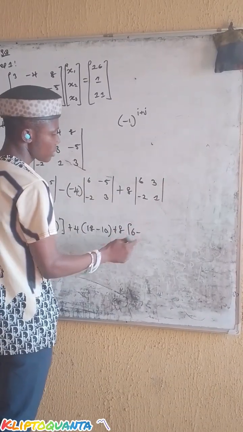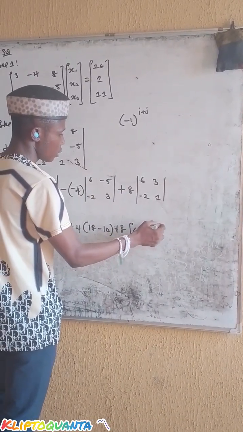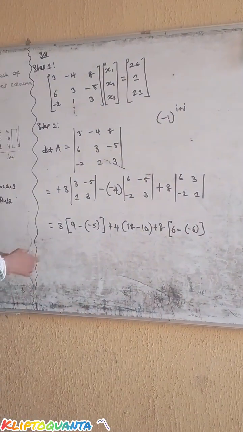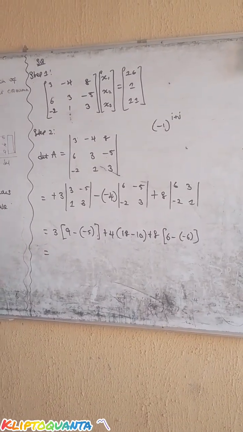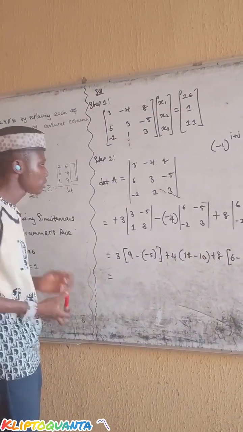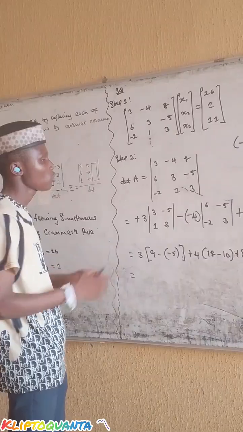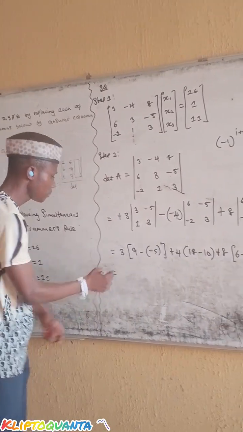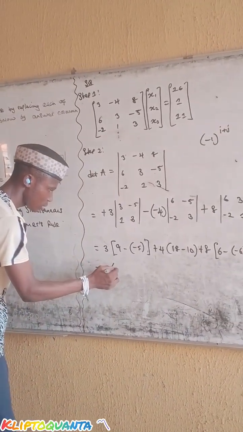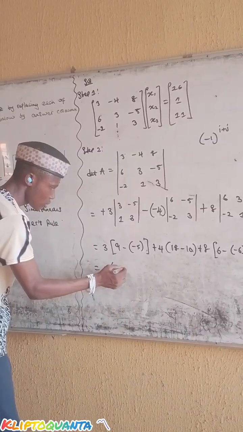Minus 2 times 3, you have what? Minus 6. I just want to break it down for some of us because most students nowadays, any little step that we skip, they find it difficult to even understand, even though it's 1 plus 1 we skip. So at that point, you have 3, then we have this. This will be 9. Minus times minus, you have plus, so it will be 9 plus 5.